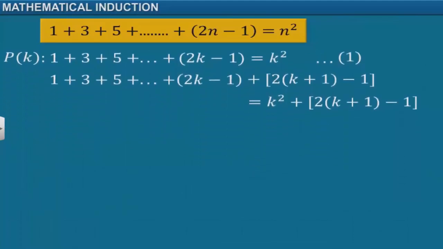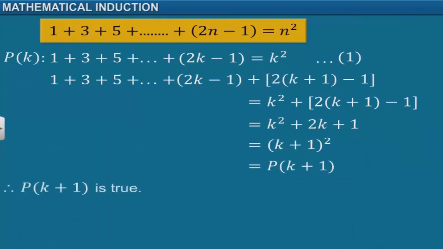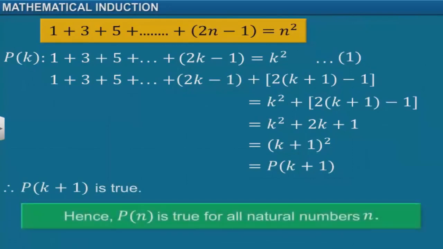On simplification, the right side of the equation becomes (k plus 1) whole squared. This is equal to P of k plus 1. Therefore, P of k plus 1 is also true whenever P of k is true. Hence, P of n is true for all natural numbers n.